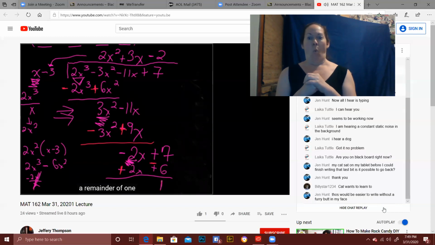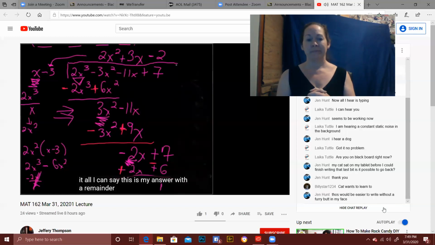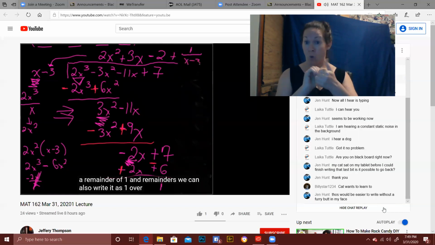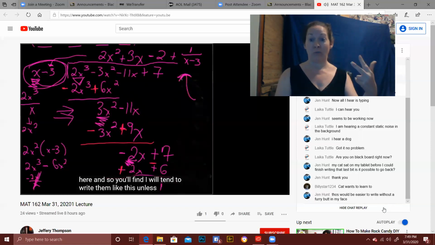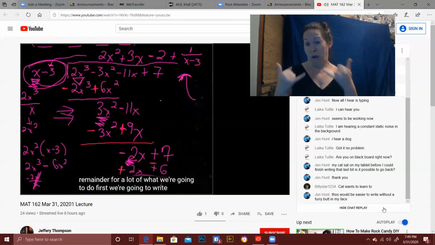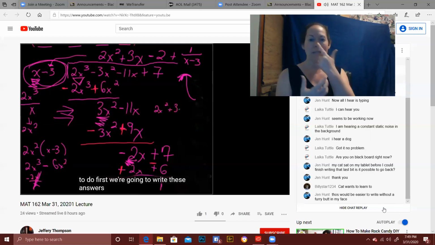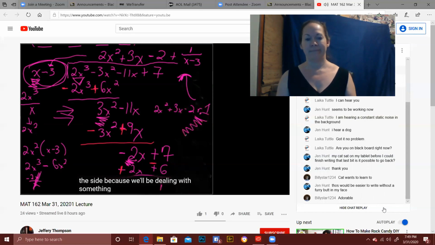A remainder of 1. Now, remainders are neat things in dividing up polynomials because underneath it all, I can say this is my answer with a remainder of 1. And remainders, we can also write as 1 over whatever we had here. And so you'll find I will tend to write them like this unless I need the remainder. For a lot of what we're going to do first, we're going to write these answers with a remainder out to the side, because we'll be dealing with something called the remainder theorem coming up.